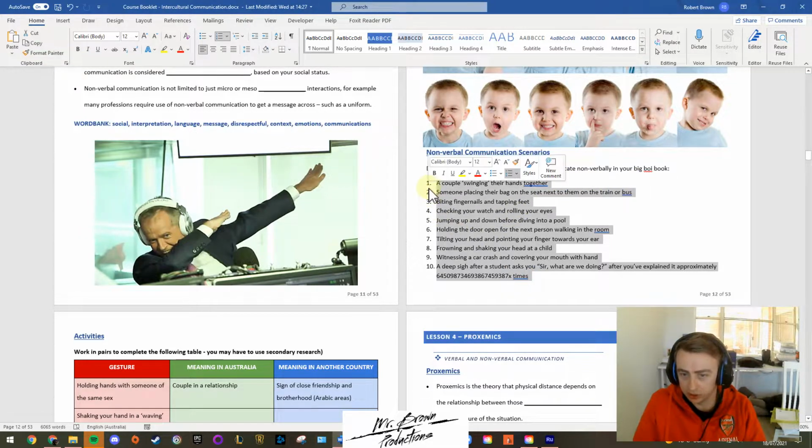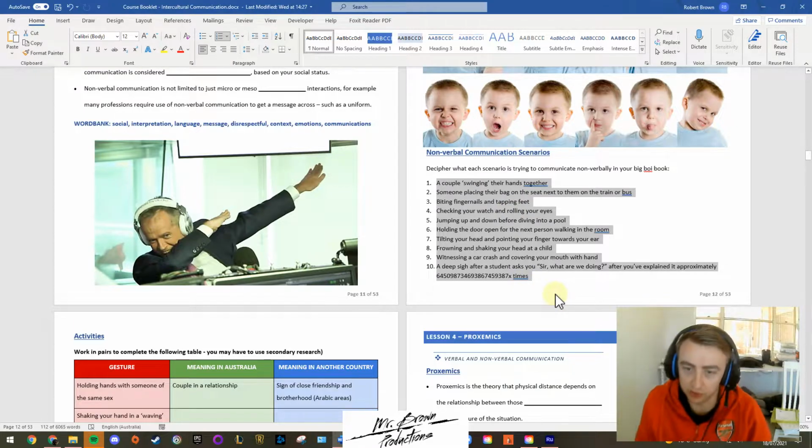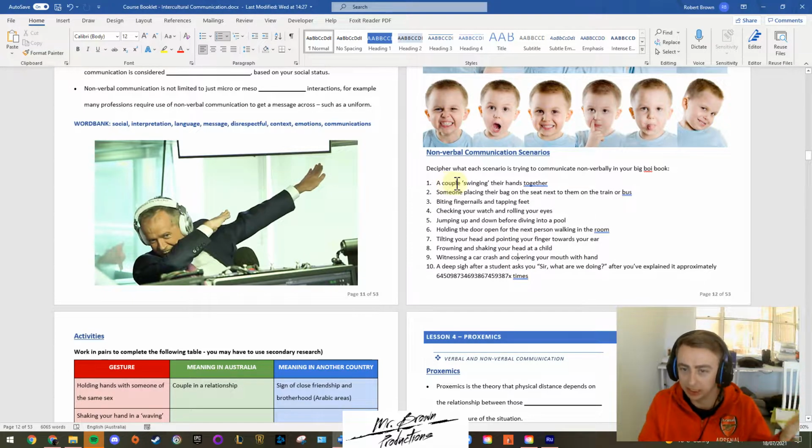So if you're doing it in your big boy book though, write it down. I want you to decipher what a couple swinging their hands together might mean, what someone placing their bag on the seat next to them on a train or bus might mean, and if someone's biting their fingernails or tapping their feet at the same time, what could that mean? So we're looking at all these different examples of non-verbal communication scenarios and what they mean.